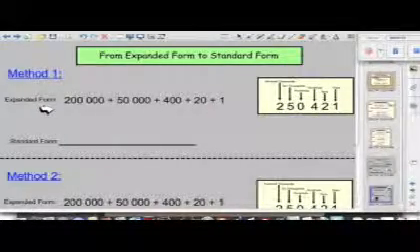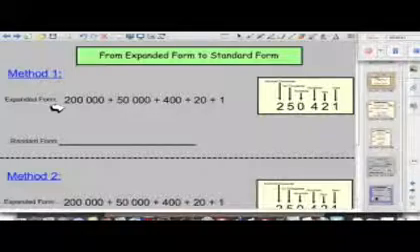Now one thing to keep in mind here when moving from expanded form to standard form is that our standard form number is going to have the same number of digits as the largest number in our expanded form notation. That is to say that if we notice here our largest number in expanded form notation is 200,000. That means that our standard form number is also going to be in the hundred thousands, and that it's going to have the same number of digits, in this case 6.